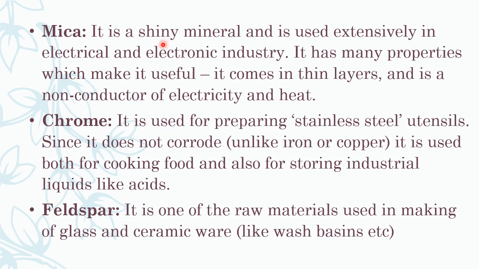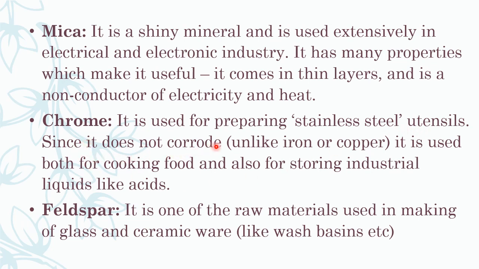Mica, the plastic we are using now, is actually mica only. It is a shiny mineral and is used extensively in the electrical and electronic industry. It has many properties which make it useful, and it comes in thin layers and is a non-conductor of electricity and heat. Actually, wires we cover with a plastic cover so that we should not get any problem, because it is a non-conductor. Next, chrome. It is used for preparing stainless steel. We say that stainless steel items won't spoil, won't rust. To make such stainless steel utensils, chrome is utilized.